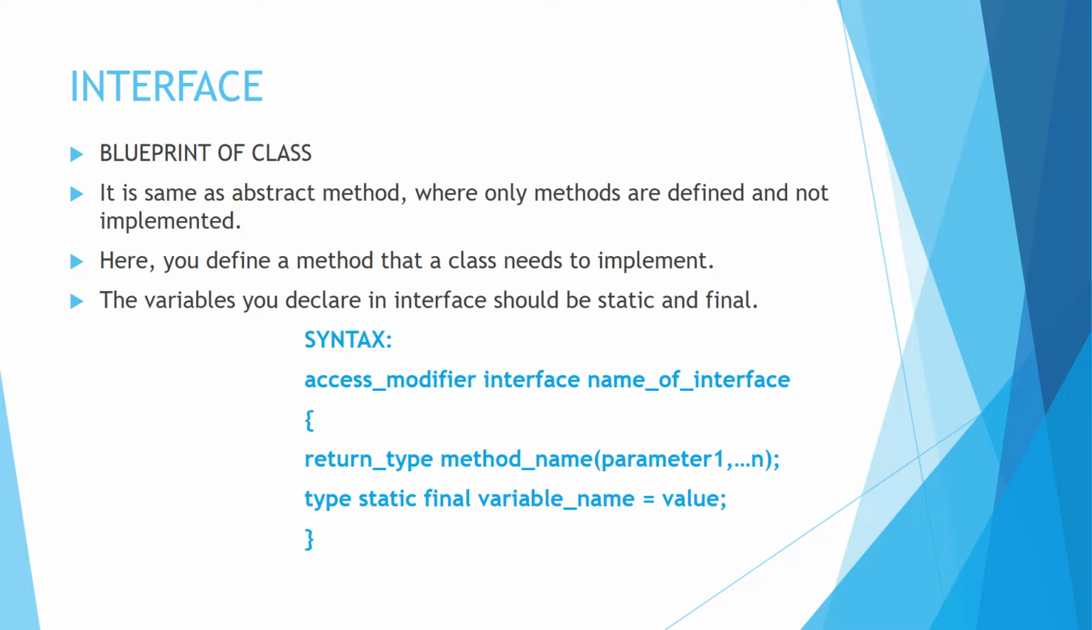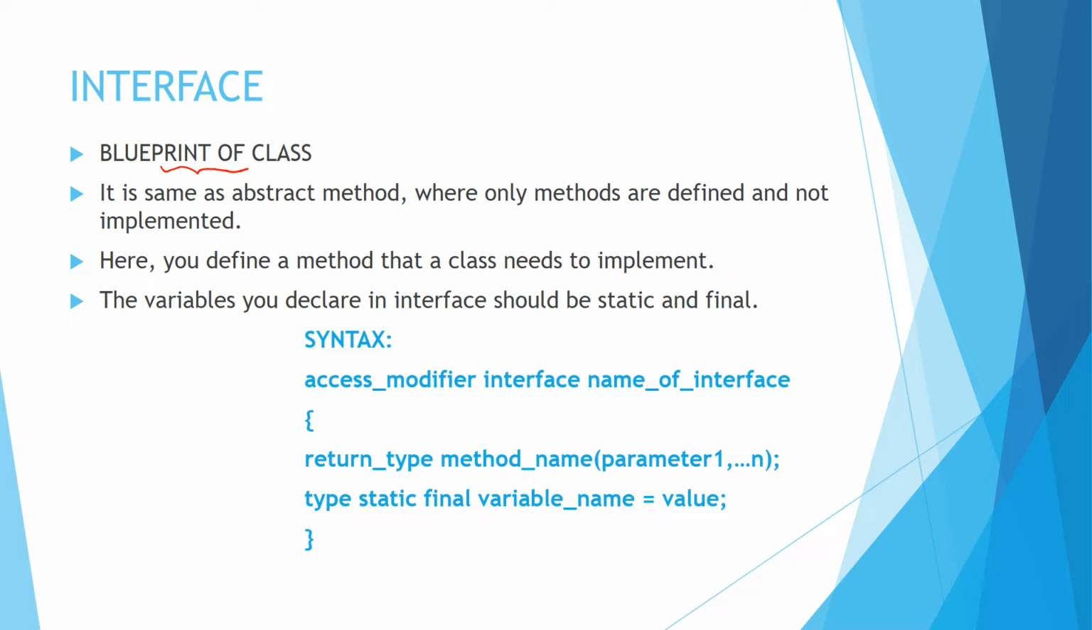So, what is an interface? Interface is a blueprint of a class. But what is the definition of class? Class is a blueprint or template where multiple objects can be created. Okay, don't get confused between these two. What is an interface now?